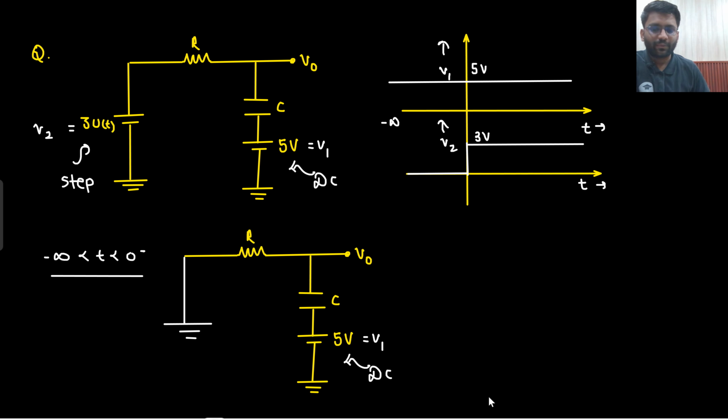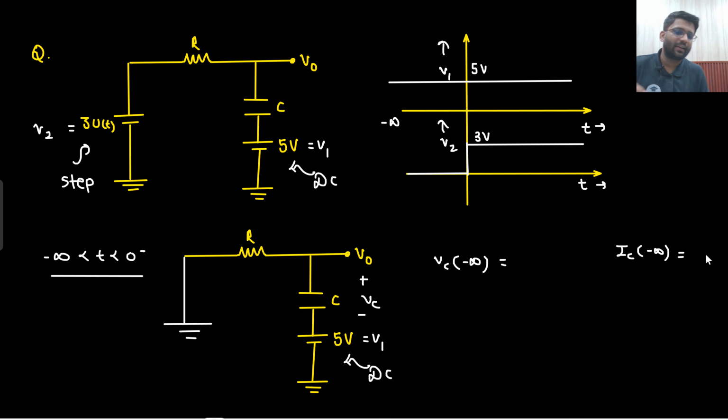If I analyze at t equals minus infinity, what will happen? Let's call this voltage Vc, the voltage across the capacitor. At t equals minus infinity, what will be the Vc voltage? Is there any impulsive current? Can you find the current at t equals minus infinity? The capacitor will have 0 voltage, so the current will be 5 by R.